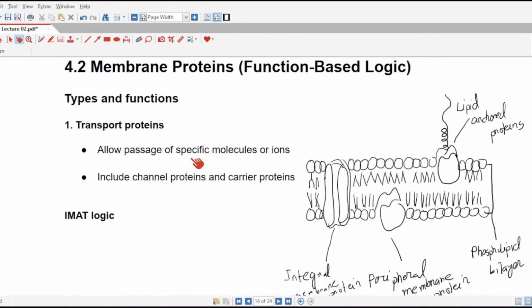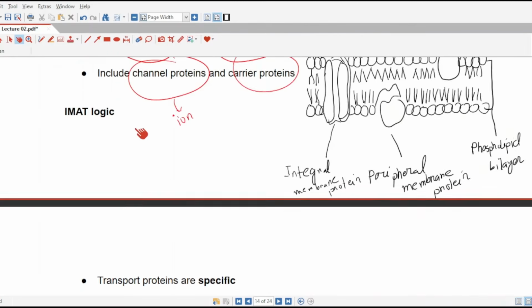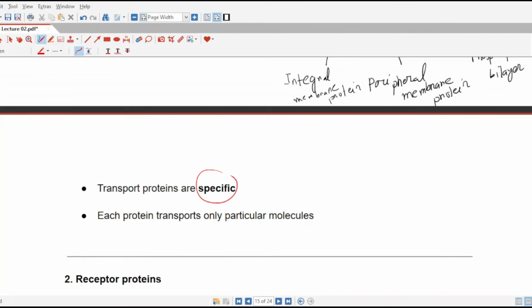There are types of membrane proteins. One is transport proteins, which allow passage of specific molecules or ions and include channel proteins and carrier proteins. What are channel proteins? Channel proteins usually transport ions, and carrier proteins might carry other particles apart from ions. So what is the IMAT logic based on this statement? Transport proteins are specific. That means one protein will carry only one specific type of ion or molecule. That's why it is said that each protein transports only particular molecules.